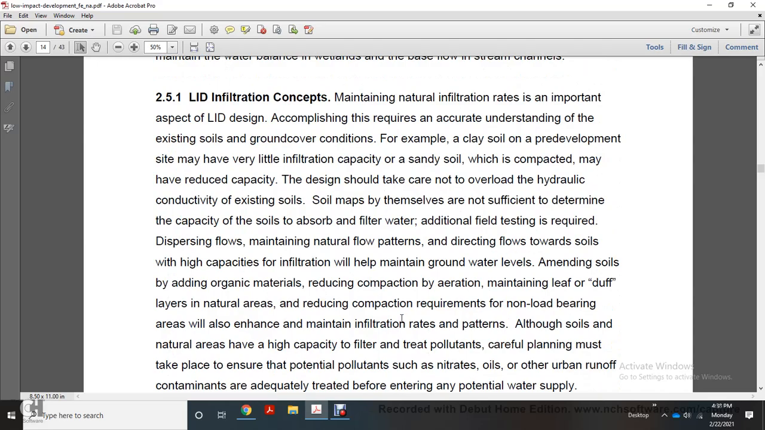Low impact development infiltration concepts. Maintaining natural infiltration rates is important to the aspect of low impact development and design, accomplishing the requirement with an accurate understanding of the existing soil and ground conditions.